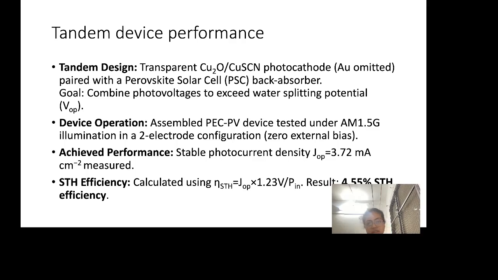The device is then tested under an AM 1.5G spectrum in a two-electrode configuration. The performance achieved by the group, Pan et al., who made the paper, was an operating current density of 3.72 milliamps per centimeter squared, and a solar-to-hydrogen efficiency of 4.55% STH.